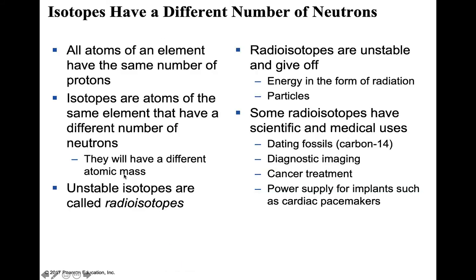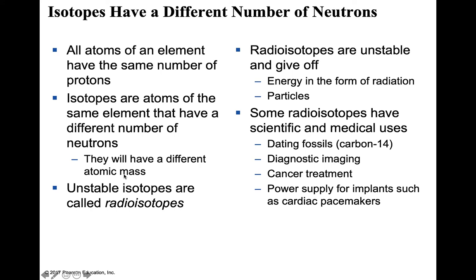Now, isotopes are going to be elements that have a different number of neutrons. All atoms of an element have the same number of protons. Isotopes are atoms of the same element that have a different number of neutrons. So because of this, they will have a different atomic mass. Remember, atomic mass is made up by the mass of protons and the mass of neutrons. Now, some isotopes are really important when we talk about medical science overall.